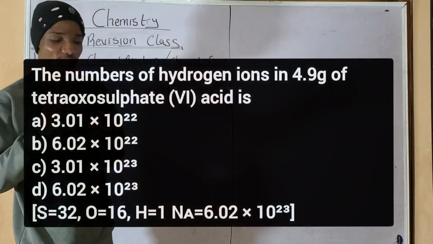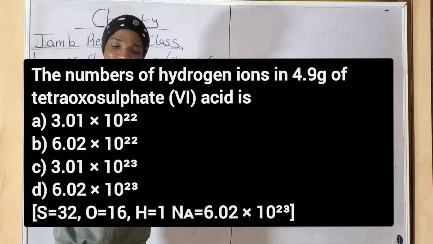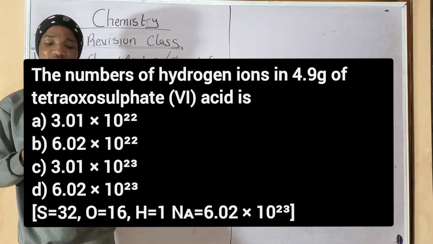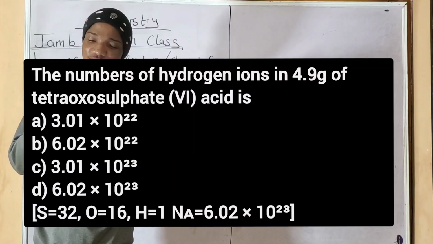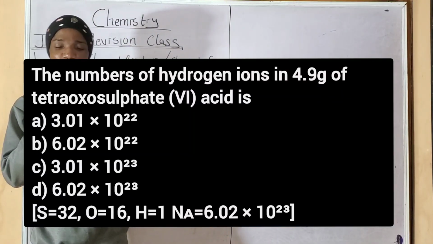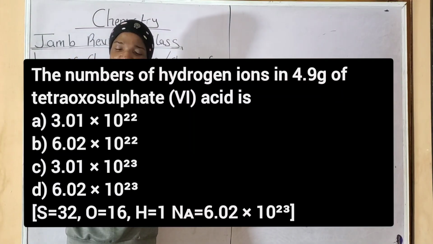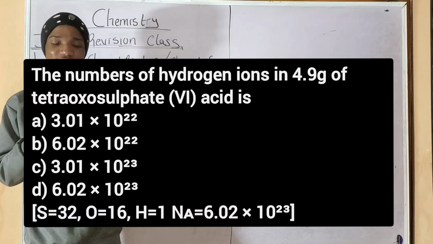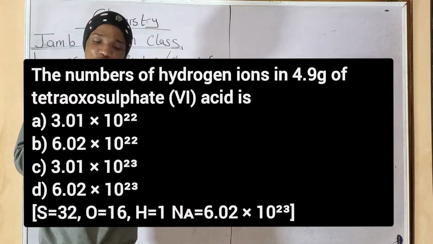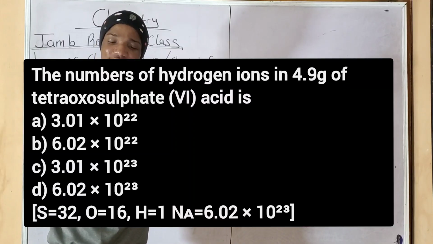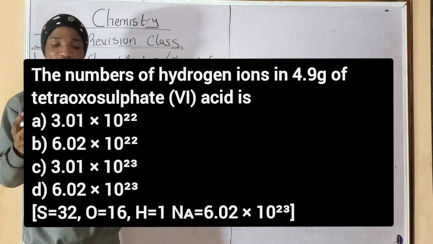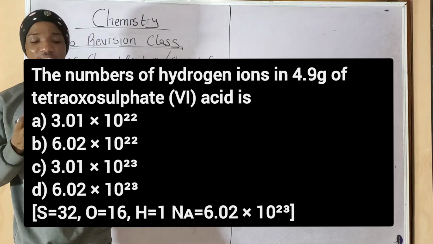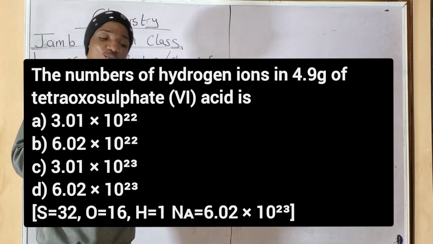The number of hydrogen ions in 4.9 gram of tetraoxosulfate VI acid is: A. 3.01 times 10 raised to the power of 22, B. 6.02 times 10 raised to the power of 22, C. 3.01 times 10 raised to the power of 23, D. 6.02 times 10 raised to the power of 23. And we are given the atomic mass of the elements: sulfur as 32, oxygen 16, and we are given the Avogadro's constant as well.